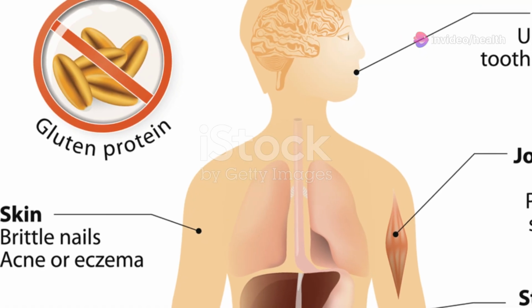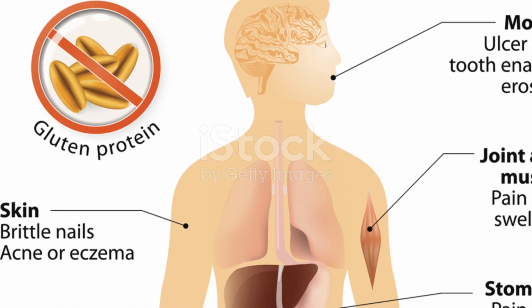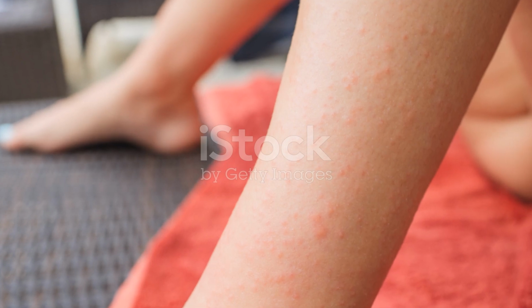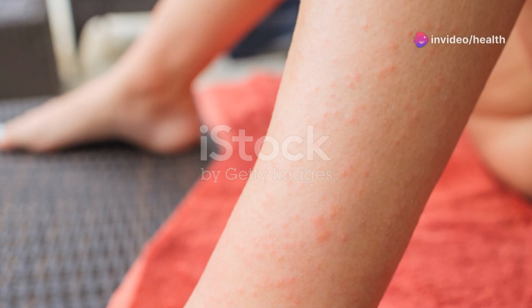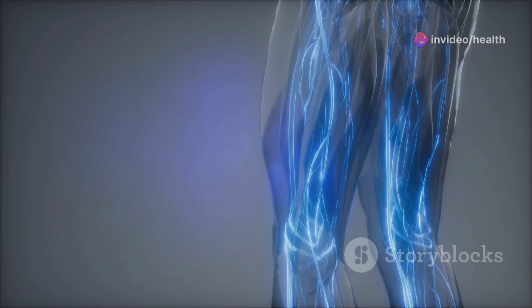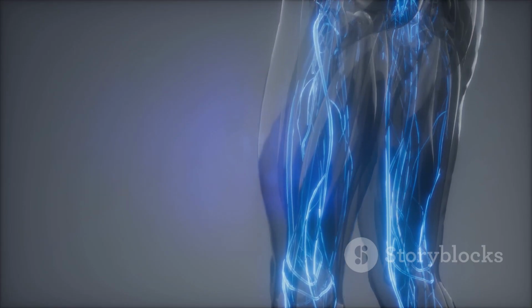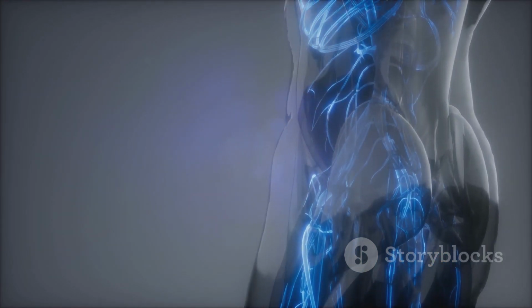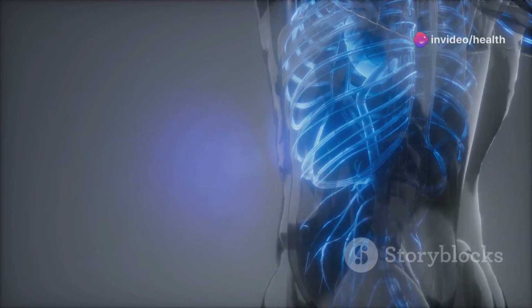Non-classic coeliac disease may involve symptoms outside the digestive system, including fatigue, iron deficiency, anemia, dermatitis herpetiformis, and neurological problems. The absence of clear digestive symptoms often leads to delays in diagnosis. Coeliac disease can also be silent or asymptomatic, with individuals experiencing no noticeable symptoms despite intestinal damage.